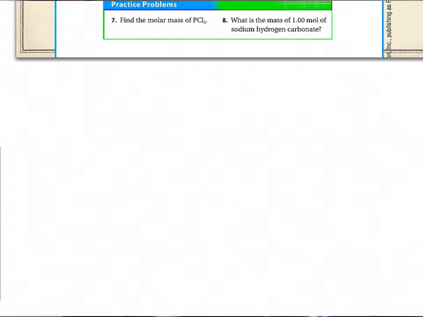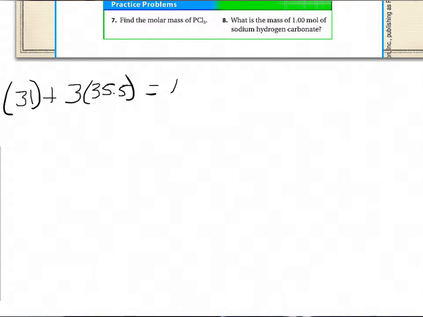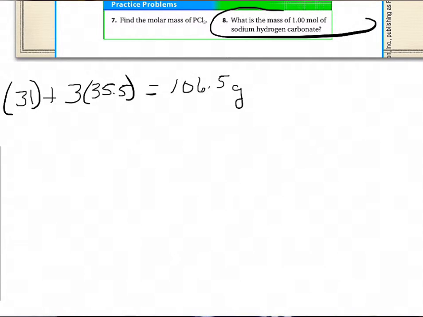All right, so number 7, we've got phosphorus, which is 31, plus 3 times chlorine, 35.5. And if we multiply that out, we get 106.5. So the molar mass of PCl3 is 106.5. Now this question is just worded a little differently. It says, what is the mass of 1 mole? But that's really talking about the molar mass.